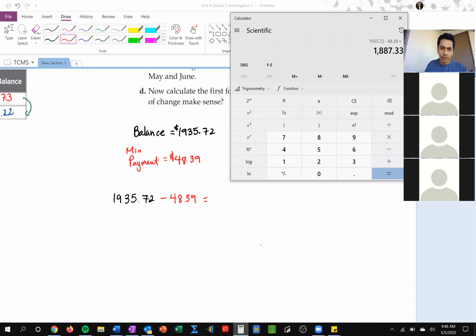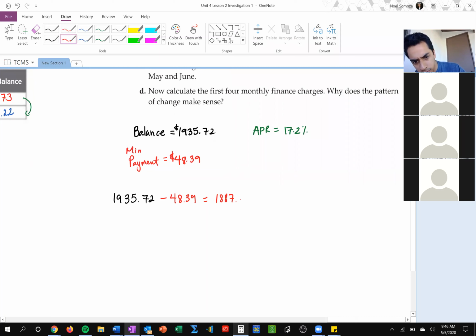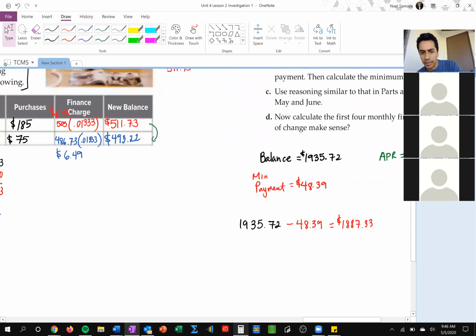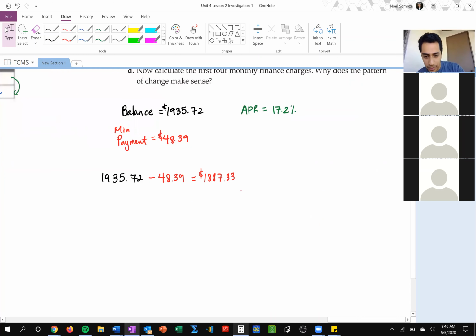Okay, so by making that minimum payment, she drops her balance to $1887.33. But just like last time, even though we know this is what the balance drops to, now the bank is going to say, okay, now we're going to make a finance charge. Because you still owe something, we're still going to charge you an APR based on what you still owe. So what happens next is they take this amount and multiply it by your APR.